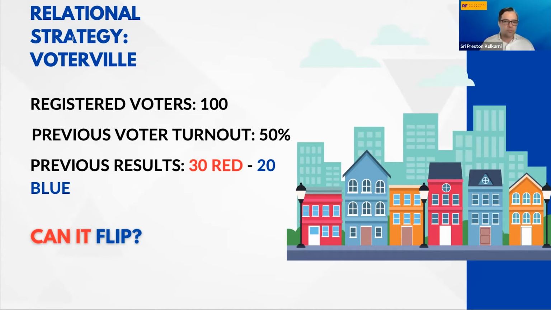So I want to give you a town. This town is called Voterville. Now, there are 100 registered voters in Voterville, and the previous turnout for the town was 50%, which is actually higher than the turnout in Texas. The previous results, 30 red, 20 blue. So this is a 60% red town, right? Most people would say, oh, that's out of reach. Can this town flip? What would be an example of a strategy?